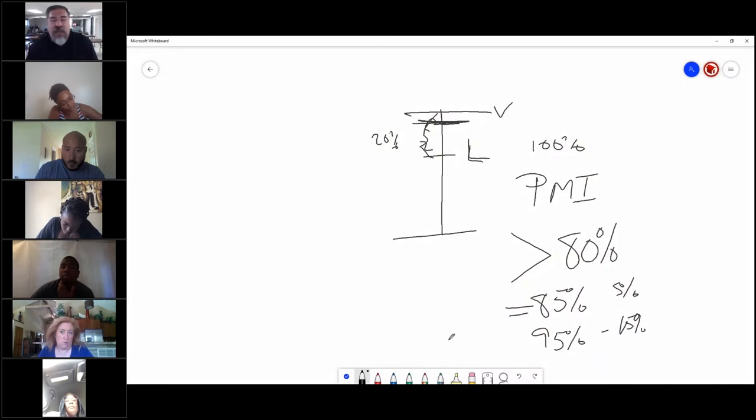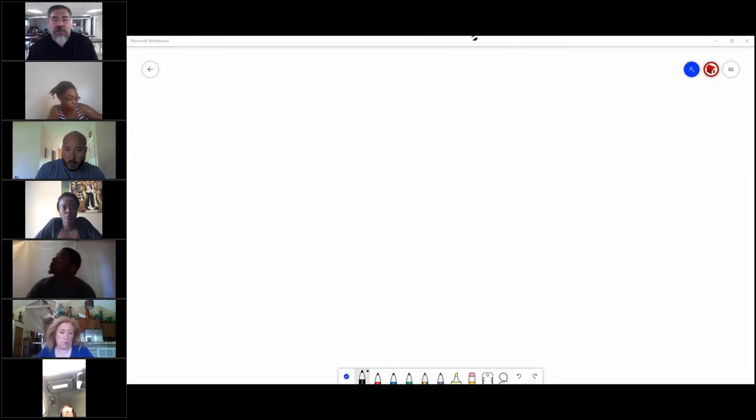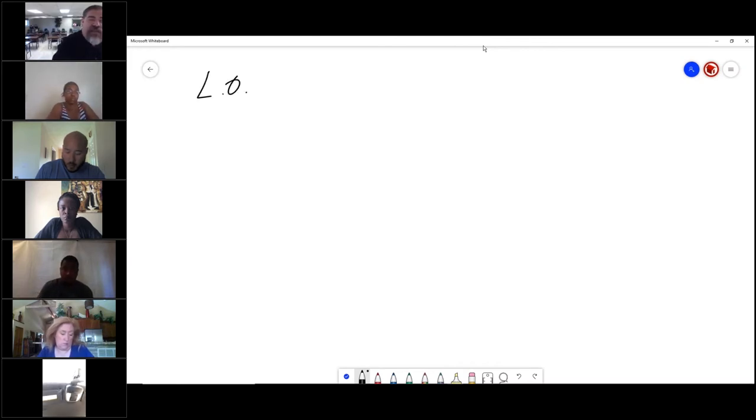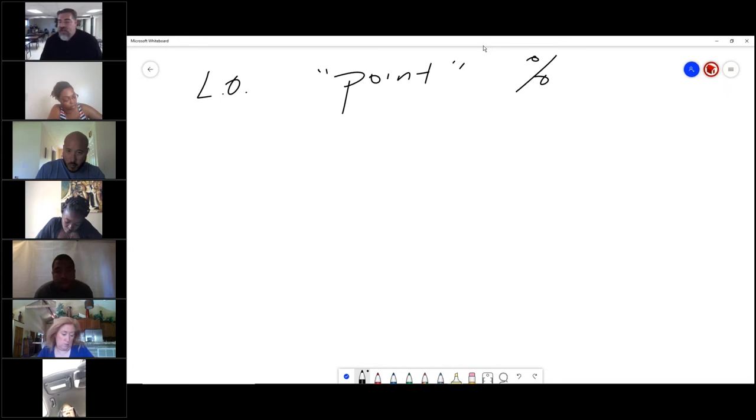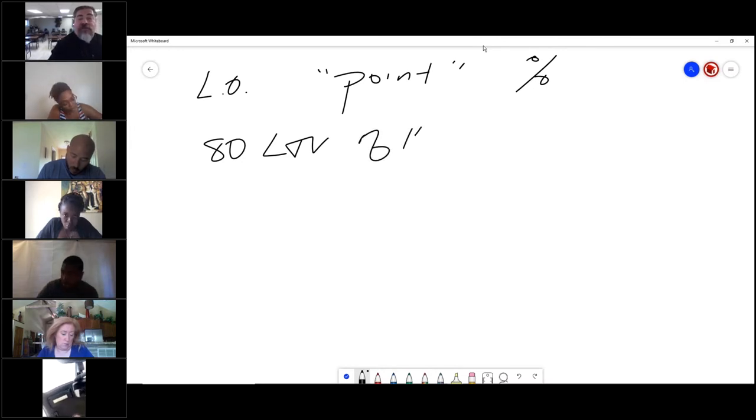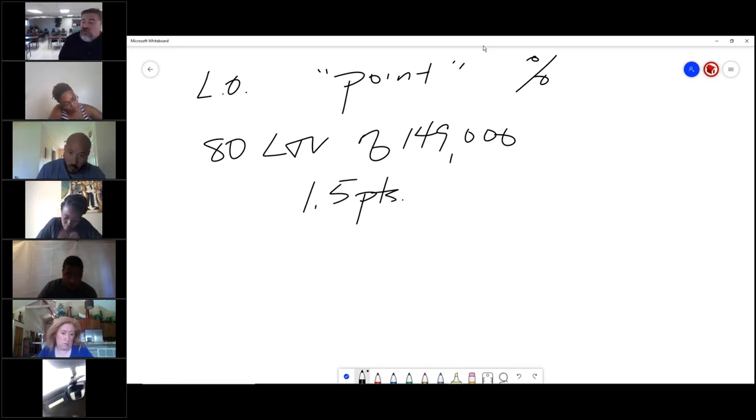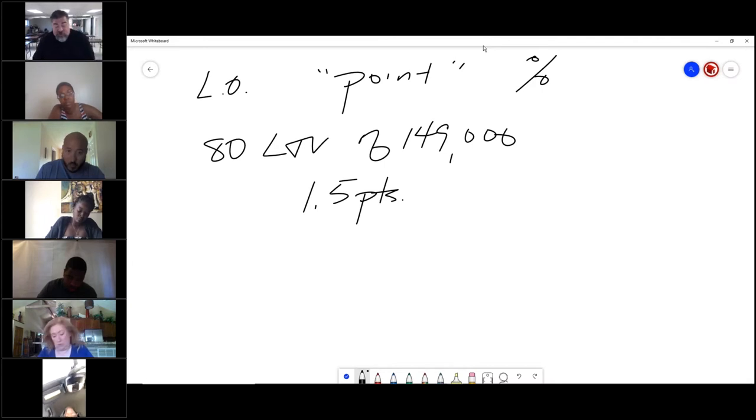Now, when you go to the bank, the bank makes money on these things called loan origination fees. A loan origination fee is expressed as a point. A point is 1% of the loan. So if I have an 80% loan to value on a $149,000 purchase, and I've got to pay 1.5 points, how much is that loan going to cost me? So that's a math problem again. I've got an 80% loan to value on a $149,000 purchase at 1.5 points. How much is that loan going to cost me?